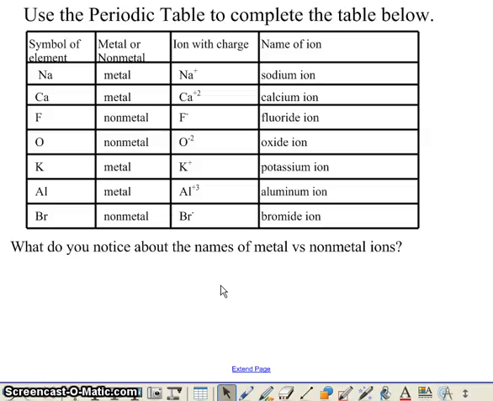How did you do? This is the correcting page, so hopefully you've finished. And again, the names of the metals versus the non-metal ions. Did you notice that the metals, the name is the same as the element, but the non-metal ions, fluoride, oxide, bromide, the ending is IDE. That attention to detail is what we'll need when we name compounds moving forward.